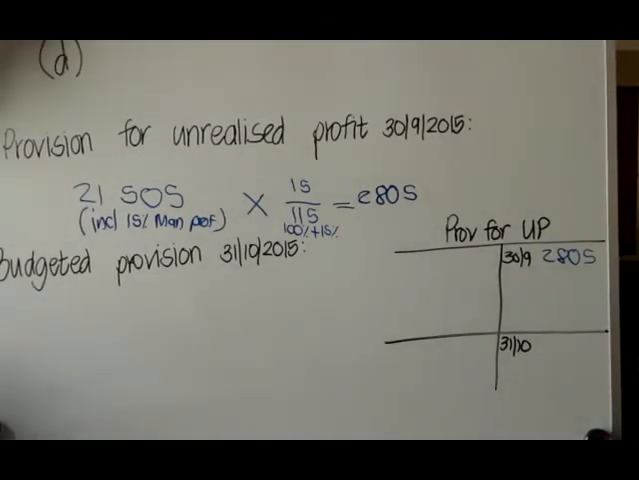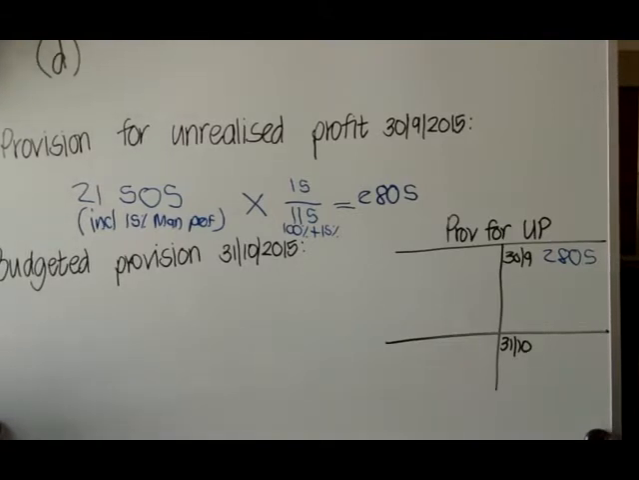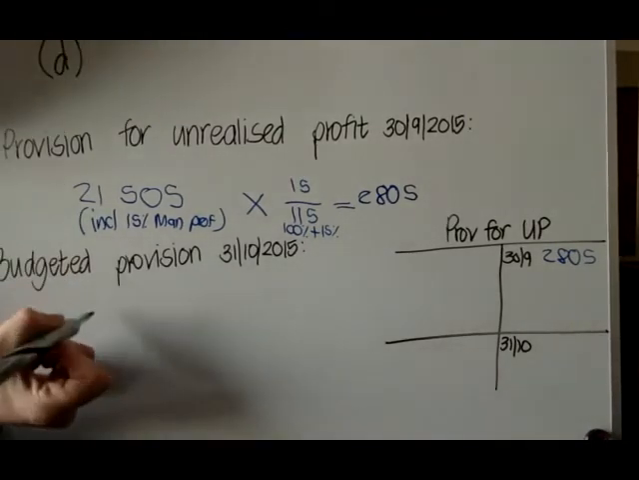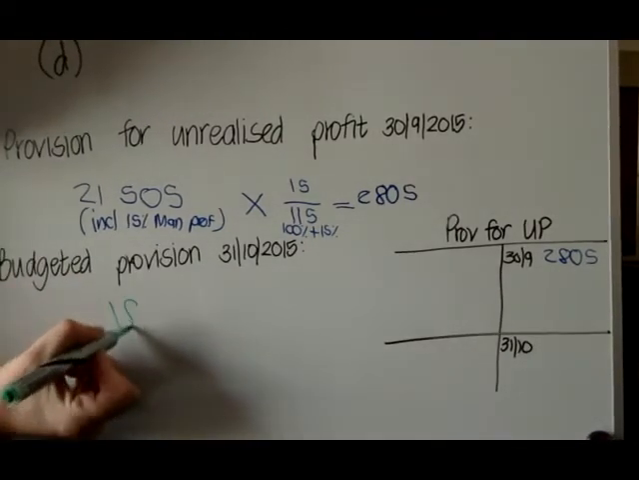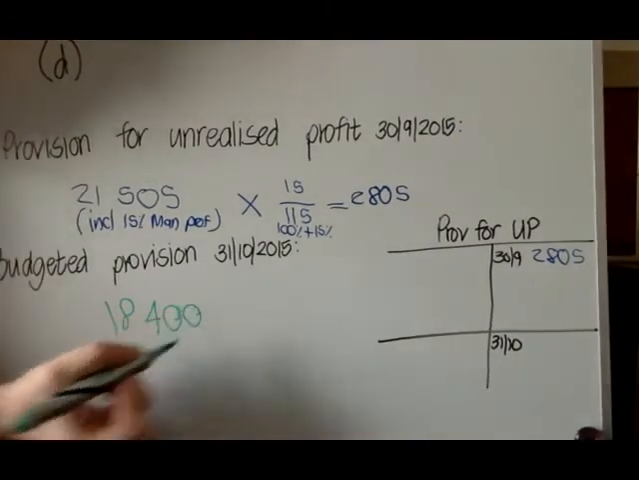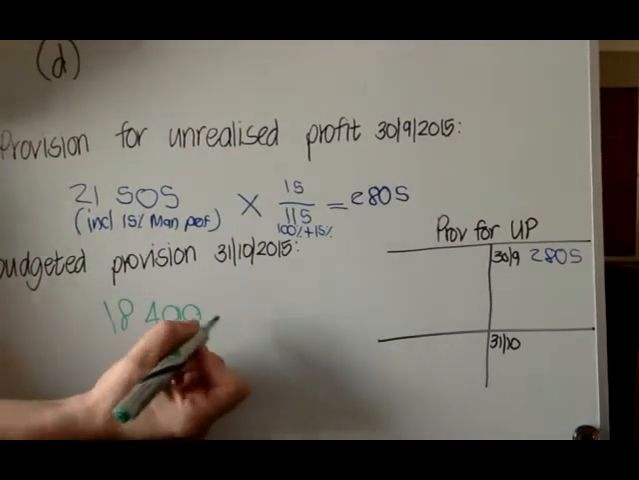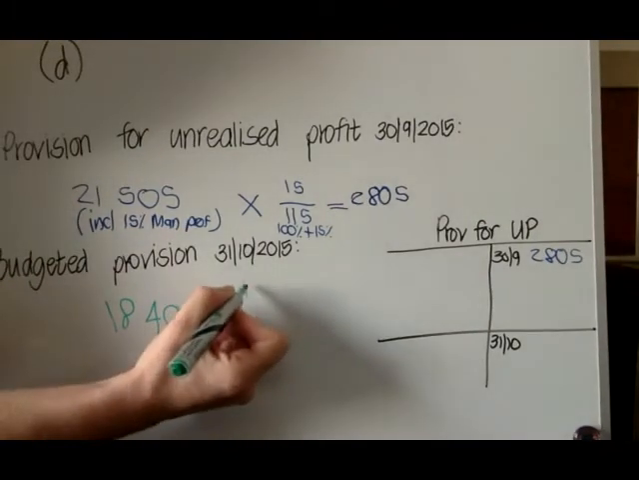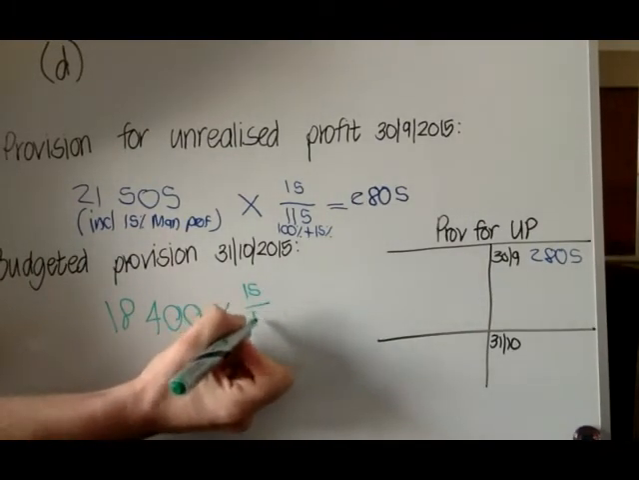If we have a look at the budgeted provision, the additional information that is given to you just above question D tells you that the budgeted inventory is 18,400. So you will start with 18,400 for your calculation, and you do exactly the same thing again. You say times 15 over 115.